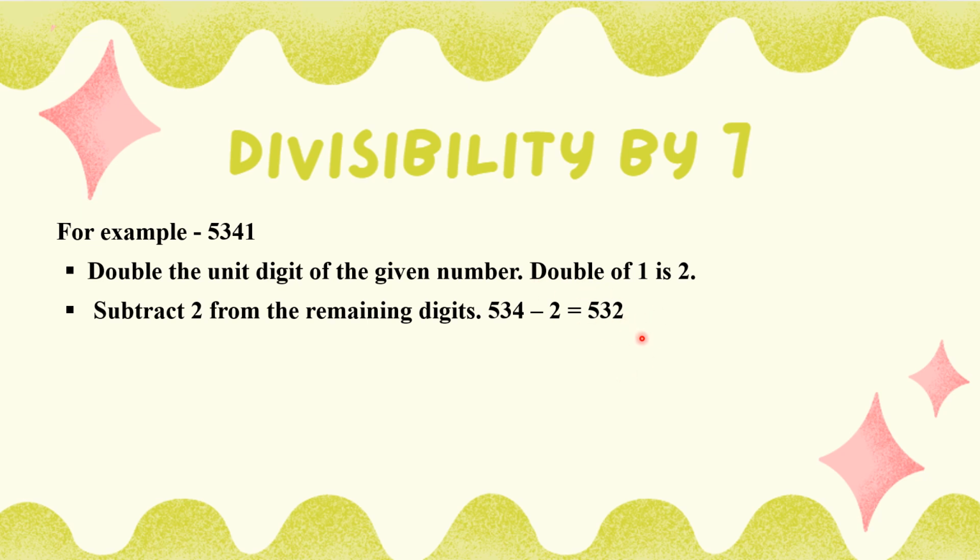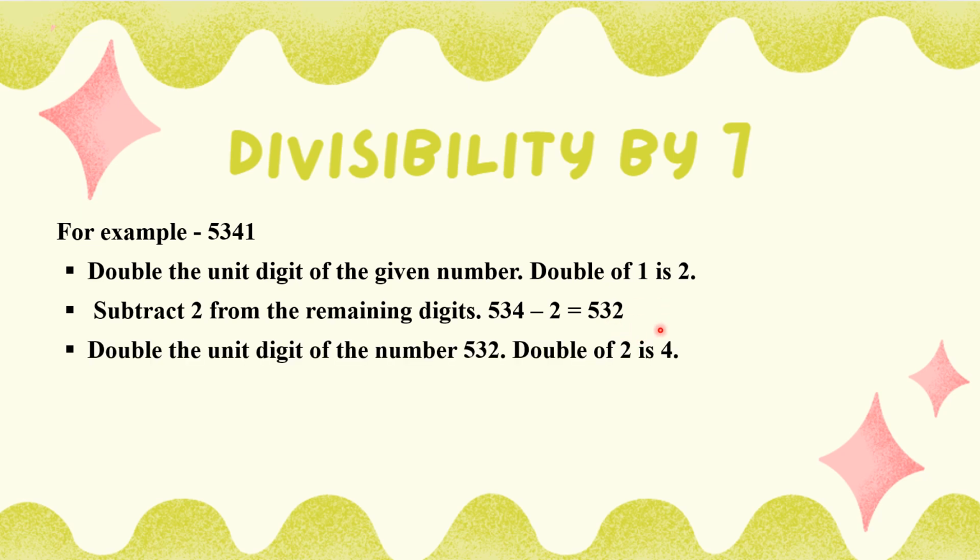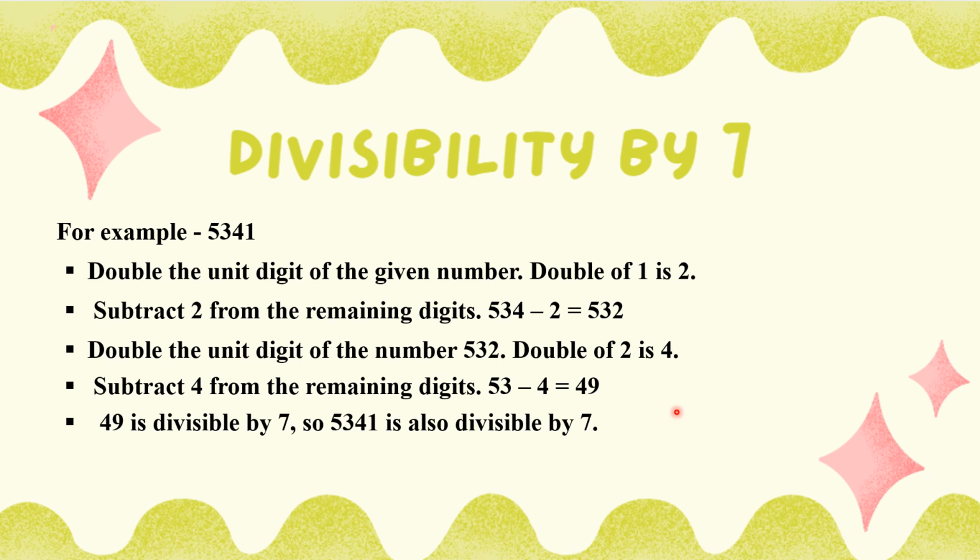Now double the unit digit. So unit digit is 2. Double of 2 is 4. Now subtract 4 from the remaining digit, which is 53. So 53 minus 4 is 49. Now easily I can say 49 is divisible by 7. So 5341 is also divisible by 7.